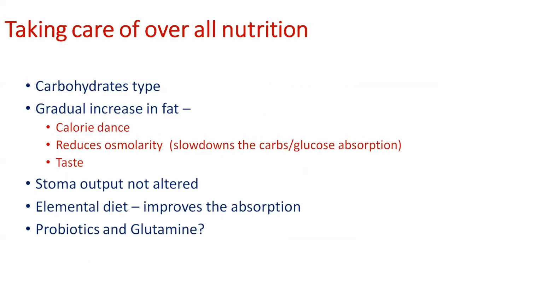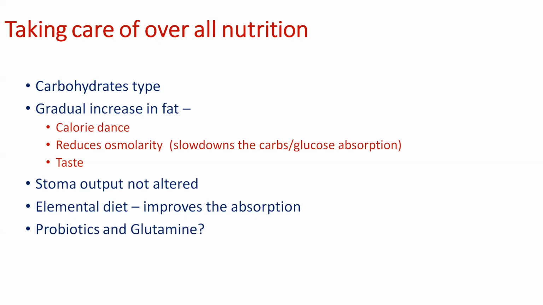Taking care of oral nutrition, carbohydrate types, gradual increase in fat. We should consider the carbohydrate types majorly. If the patient is having high fistula output, we should not ask them to take complex carbohydrate. That increases bulk, and again, that will lead to diarrhea and high fistula output. So very judgmentally, we have to decide what kind of carbohydrate we should ask the patient to take. If we ask them to take refined flour, the water and stool can bind, but again the chances of obstruction increase.